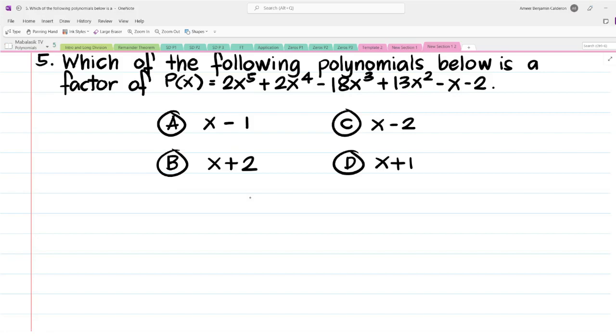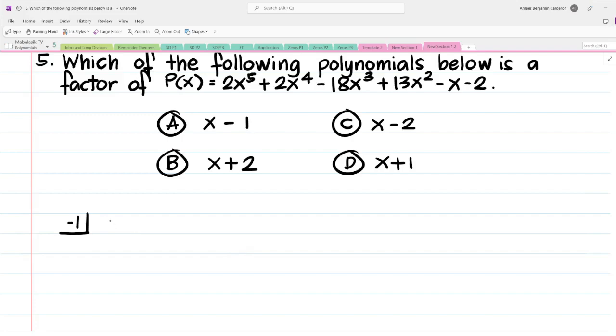So you can use any method that you like. You can use the remainder theorem or you can use synthetic division. I'll use synthetic division. So I'll try A first. So that's -1. And then let us check our given polynomial. Is it in standard form? Yes. Do we need the filler? No. So we'll just copy all numerical coefficients.